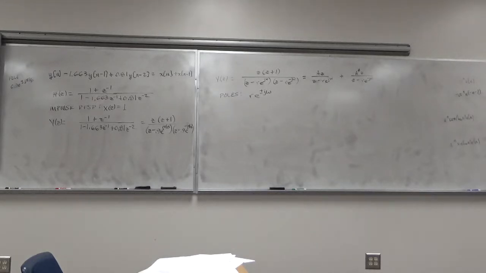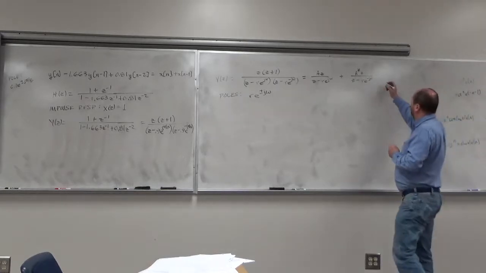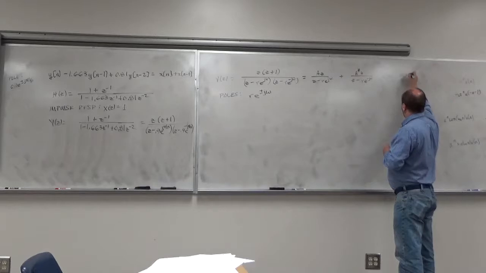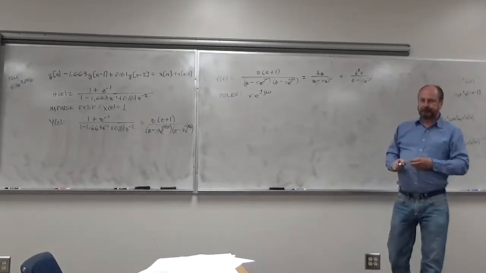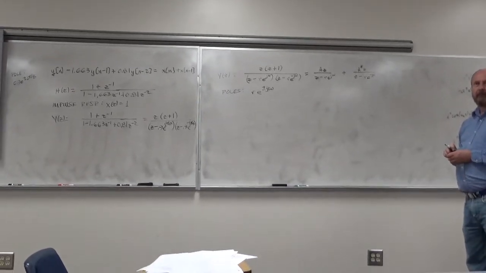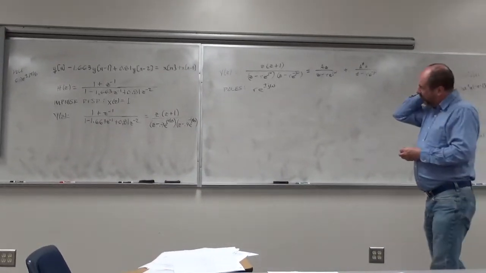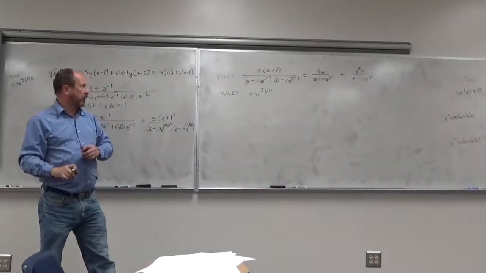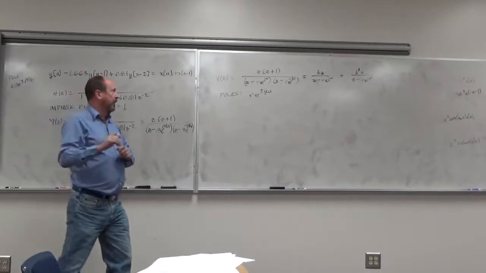Okay? So, what do we have when we're done? Let's assume that the ROC is magnitude of z greater than r. In other words, outside the poles, which guarantees it'll be causal, and if r is less than 1, it'll also be stable, won't it? Because that would include the unit circle. Okay, so, bear with me. This is 3 or 4 steps of algebra, but it's just algebra.